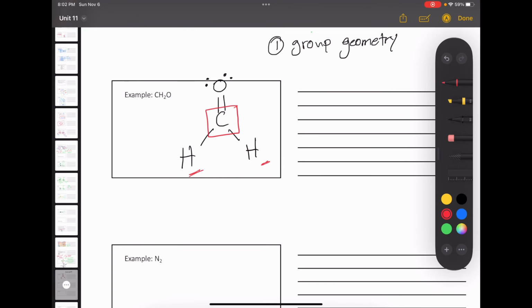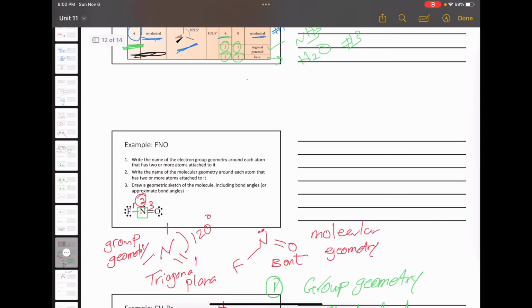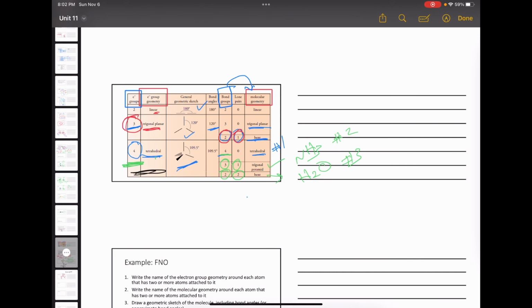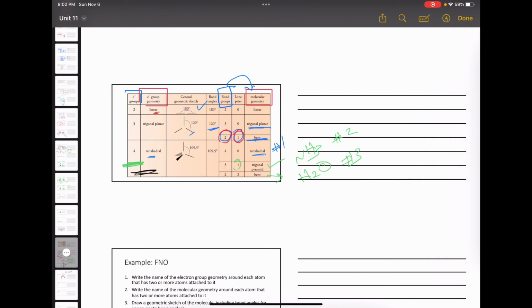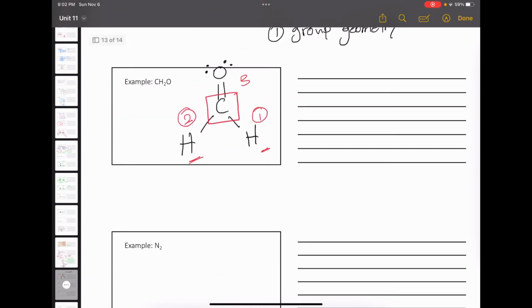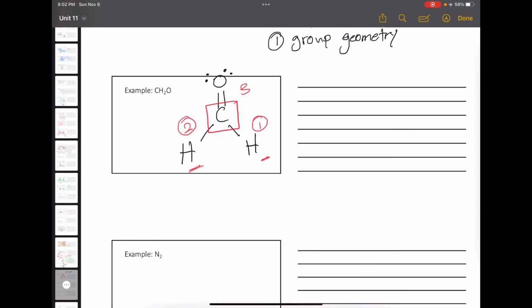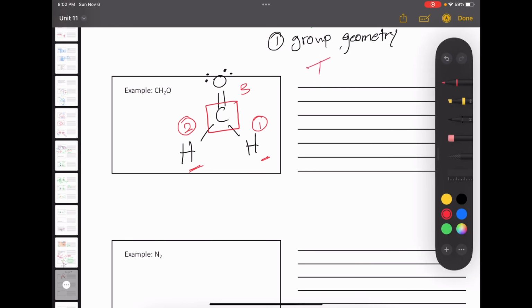So in this case for the carbon, I have 1, 2 bonds, and here's a third one, correct? So let's go back to our table. According to our table, if we have a 3 electron group, that means it is trigonal planar. Let's go back to our molecule, and our group geometry will be, according to my table, trigonal planar.